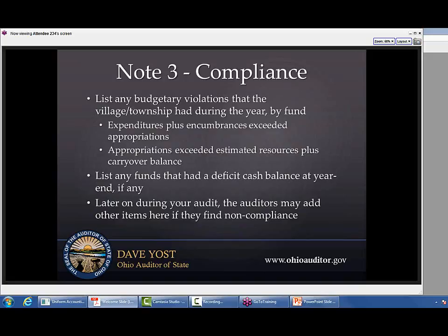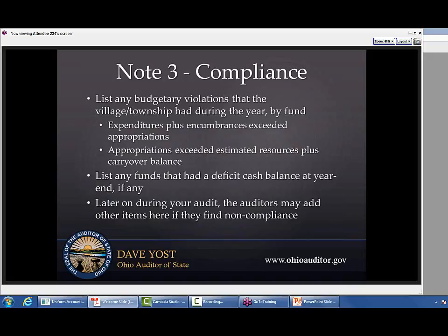Another problem is if your appropriations exceeded your estimated resources plus carryover balance. So if you plan on spending more than what you had available to spend, obviously that's another compliance problem. Hopefully we don't have anybody out there with any of those, but it could be the case. And if you do have that situation, you have to disclose it. Also, if you have any funds that have a deficit cash balance at year end, you have to disclose those as part of this compliance note.